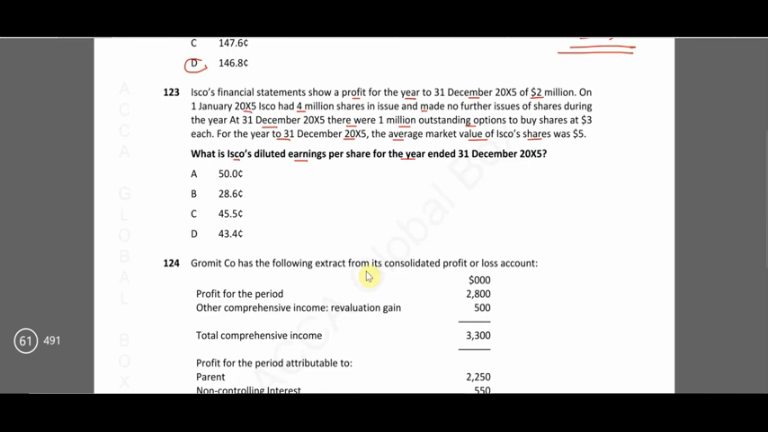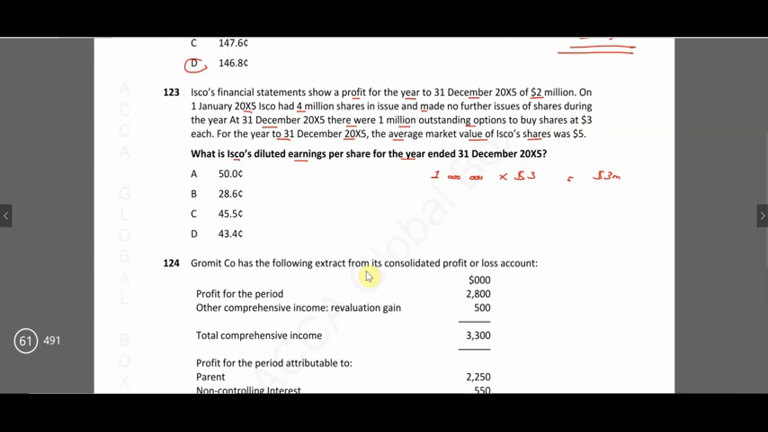Again, for the diluted earning per share, we need to calculate the notional profit and the notional share. So we do not have anything pertaining to the notional profit over here, but we have something related to the notional shares. Those notional shares need to be calculated. Okay, how many options are there? 1 million options to buy the shares at $3. So 1 million into $3 will be 3 million.